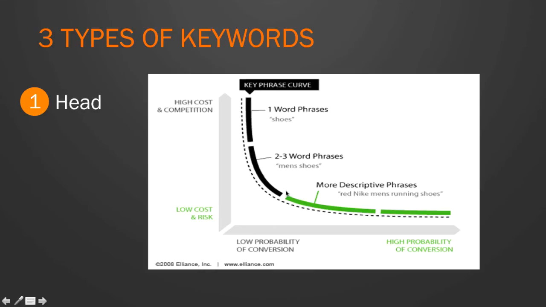Now this is a graph here really showing the different types of keywords and a couple of things about them. So the head keyword here is really like a one-word keyword like shoes. You can see here that at this side of the graph there is a lot of competition for that keyword because there is a lot of search volume. So people will go to Google, they might type in shoes, and there could be a huge amount of people typing that in every month, and as a result there's going to be quite a lot of competition.